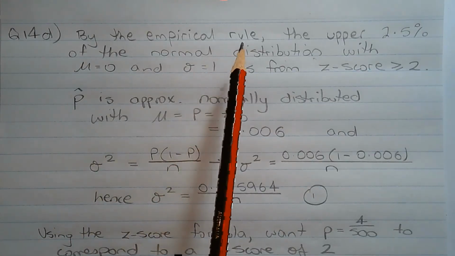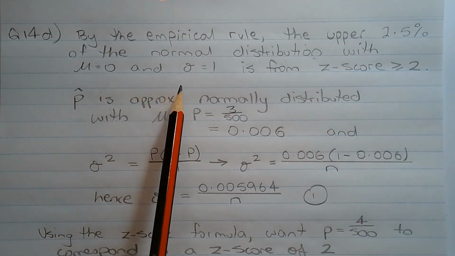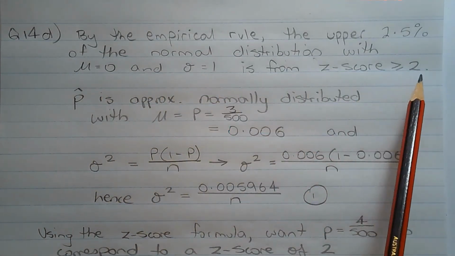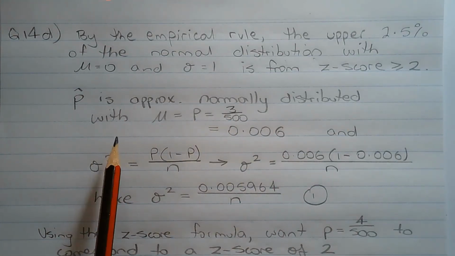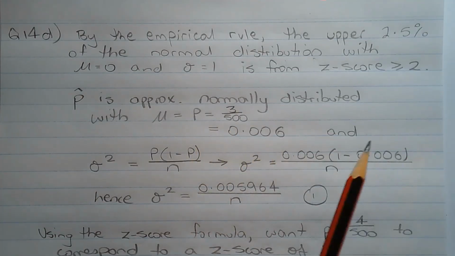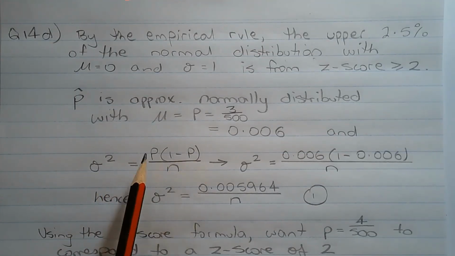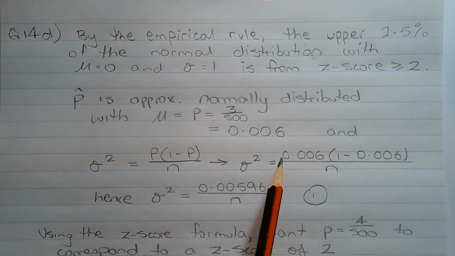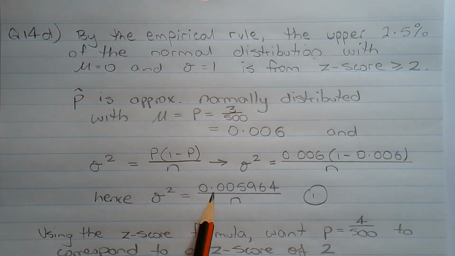By the empirical rule, the upper 2.5% of the normal distribution with mean 0 and standard deviation 1 is from a z-score greater than or equal to 2. P hat is approximately normally distributed with mu equals P, which equals 3 over 500, which as a decimal is 0.006, and the variance sigma squared is equal to P multiplied by (1 minus P) over n, which equals 0.006 multiplied by (1 minus 0.006) over n, which equals 0.005964 over n, and we'll call that equation number 1.